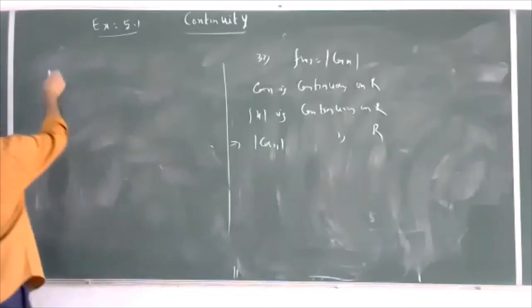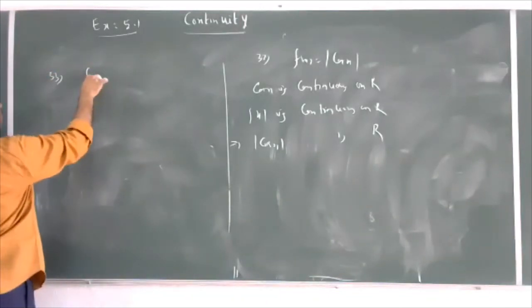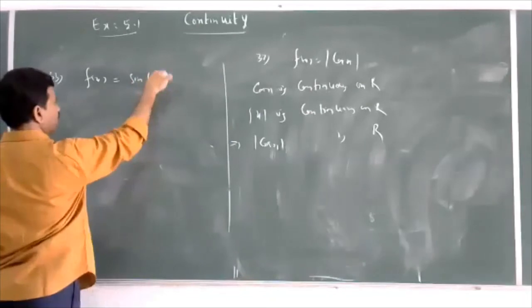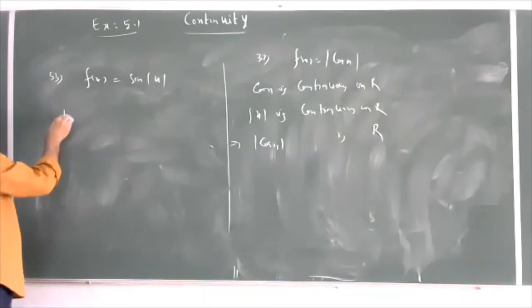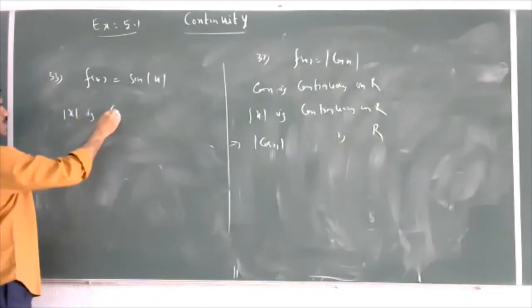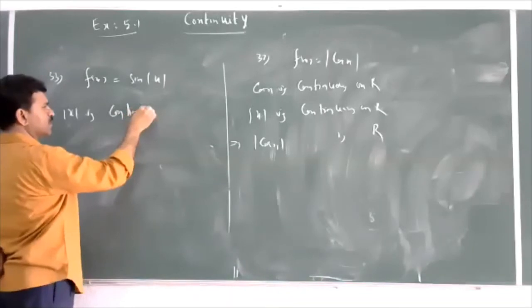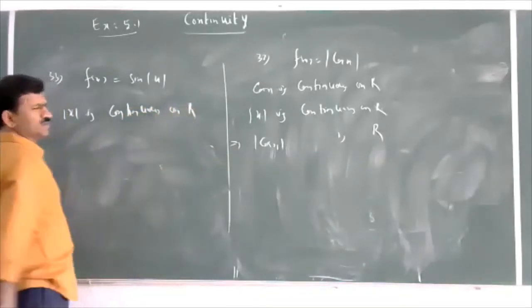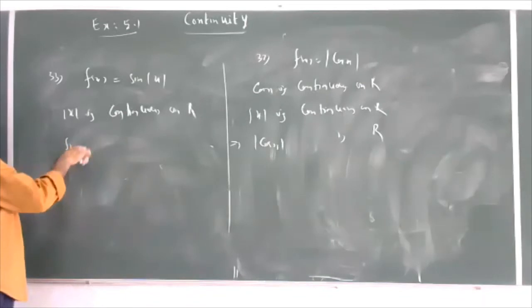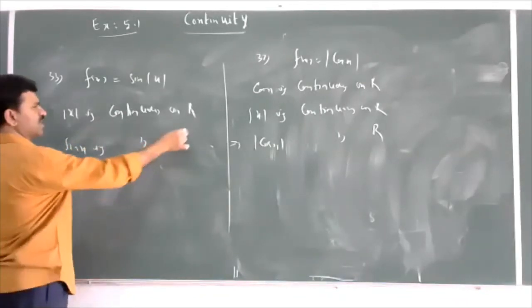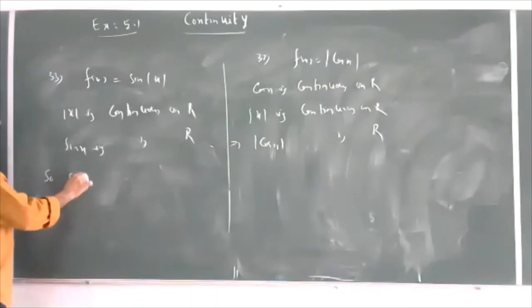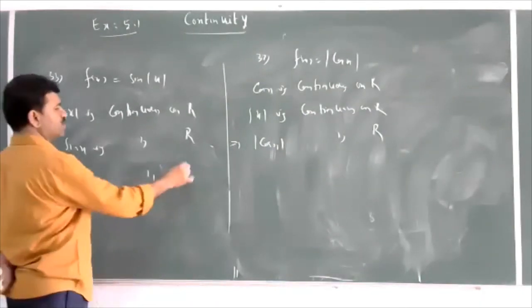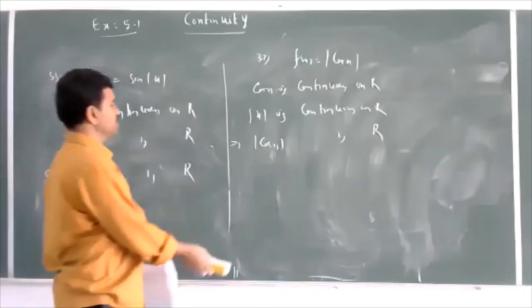So the 33, same model. f of x is equal to sine of mod x. Sine of mod x, composite function. Here, mod x is continuous on R. Sin x is continuous on R. So sine of mod x is continuous on R.